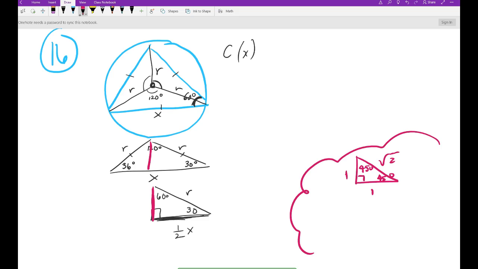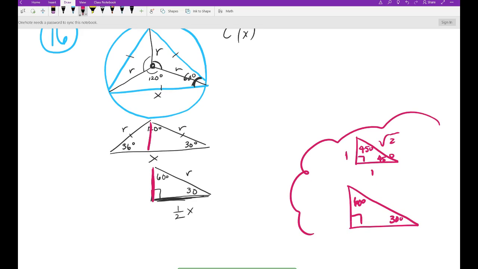Now we're going to move on to 30, 60, 90. And this is a review, so I'm not going to give you a big old lecture for it. 60, 30, right? Because these are really the main ones. Opposite of the right angle, the hypotenuse is always 2. There's a rad 3 and there's a 1 in there somewhere.